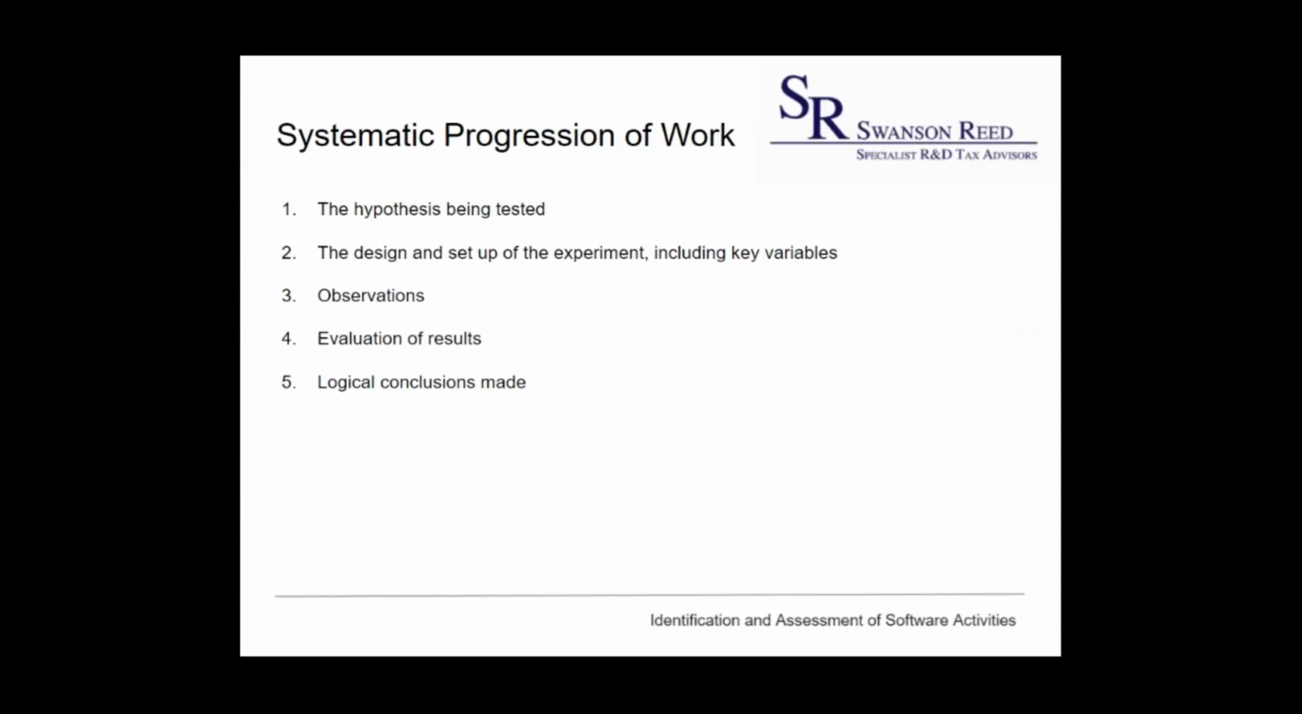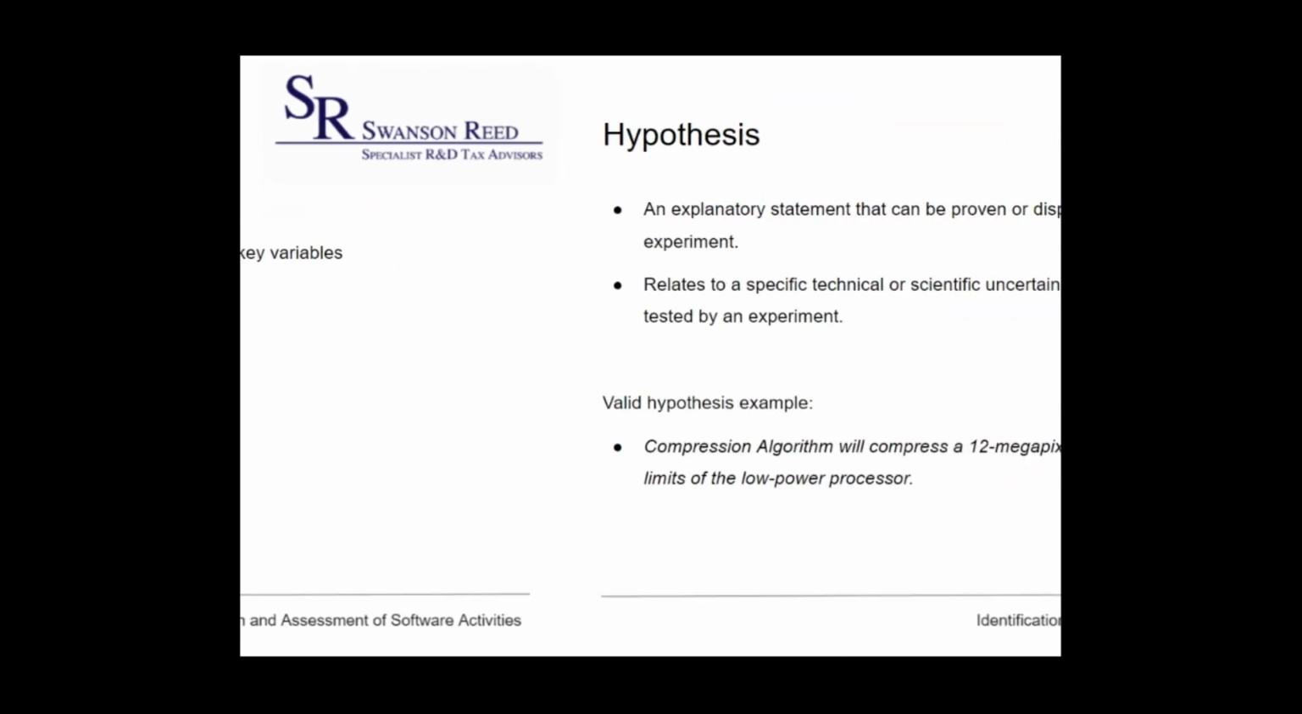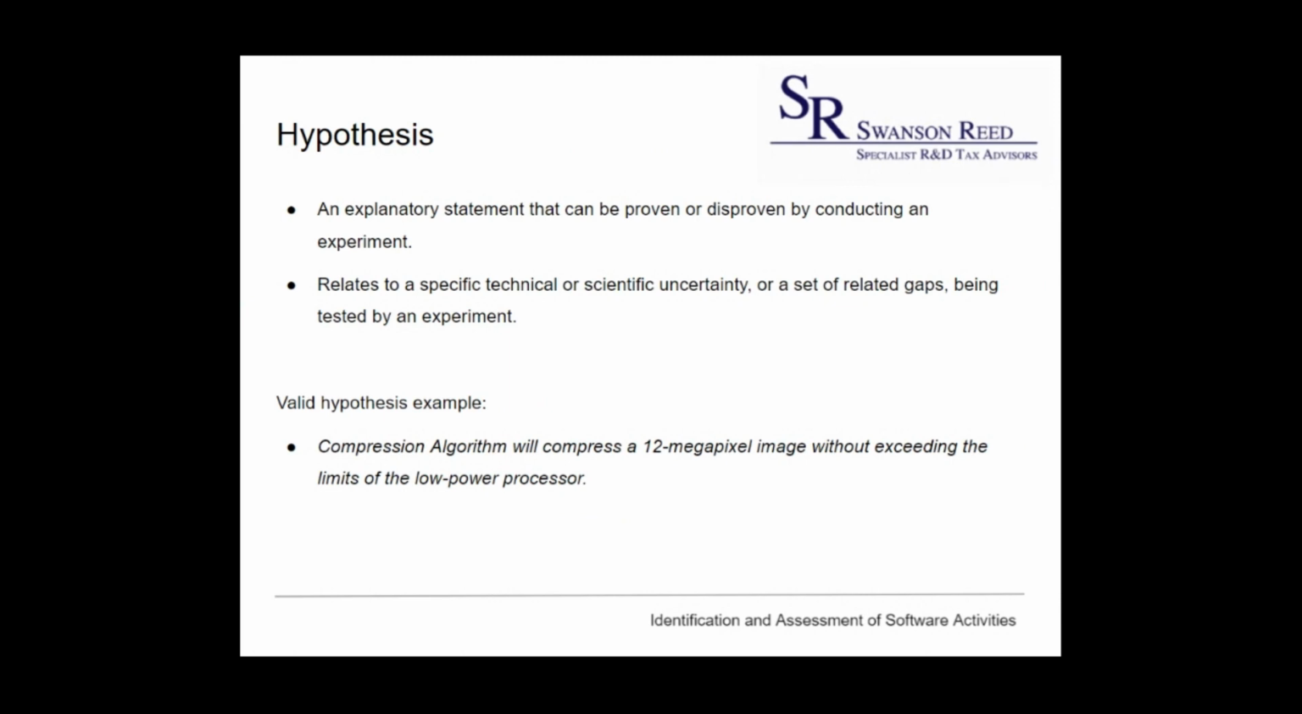The process of conducting a core R&D activity is particularly important, and companies should sequentially assess and describe the following within their applications: the hypothesis being tested, the design and setup of experiment, including key variables, observations, evaluations of results, and finally, logical conclusions made. The first element of the core R&D activity is the hypothesis, which is the company's idea for a new product or process being investigated during experiments.